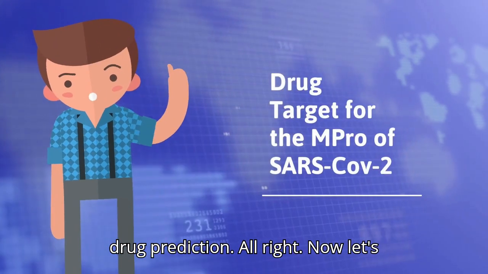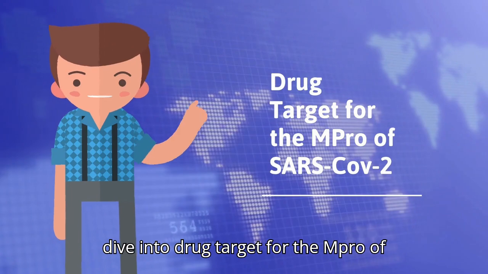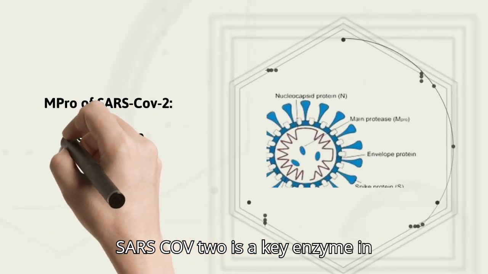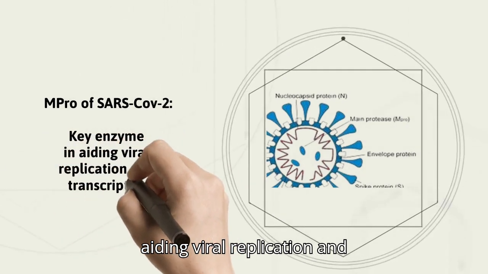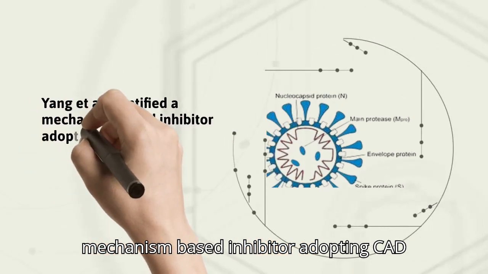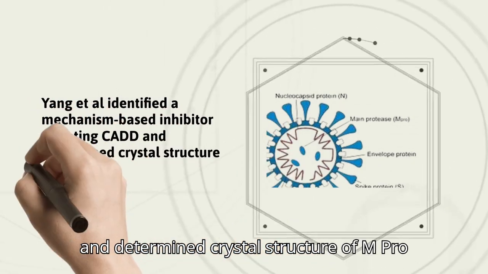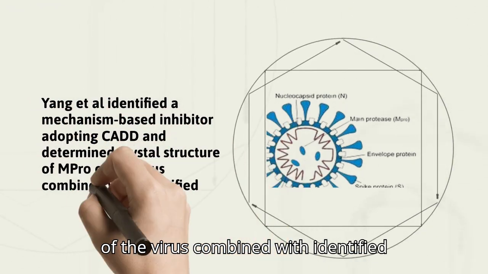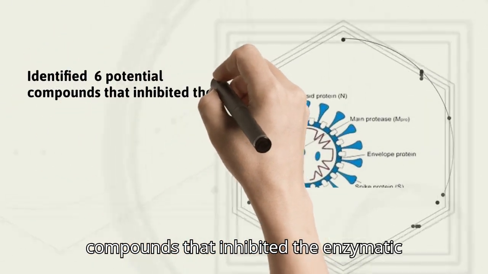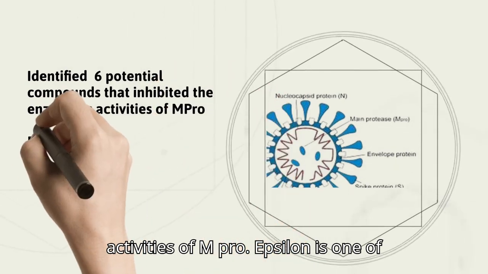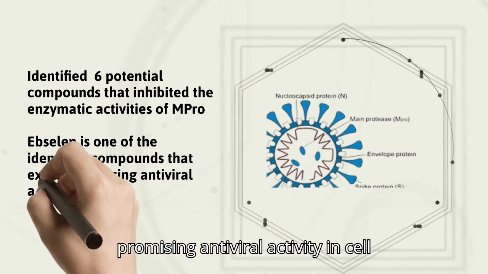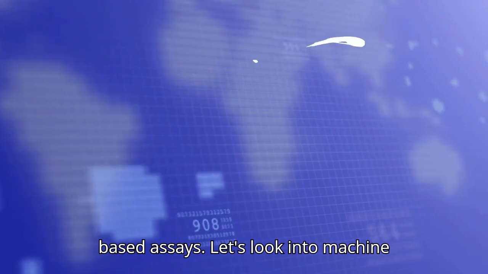Alright, now let's dive into the drug target for the MPRO of SARS-CoV-2. MPRO of SARS-CoV-2 is a key enzyme in aiding viral replication and transcription. Yang et al. identified a mechanism-based inhibitor adopting CADD and determined the crystal structure of MPRO of the virus combined with the identified inhibitor. They identified 6 potential compounds that inhibited the enzymatic activities of MPRO. Epsilon is one of the identified compounds that exhibit promising antiviral activity in cell-based assays.